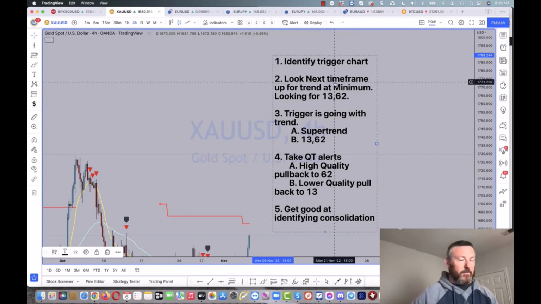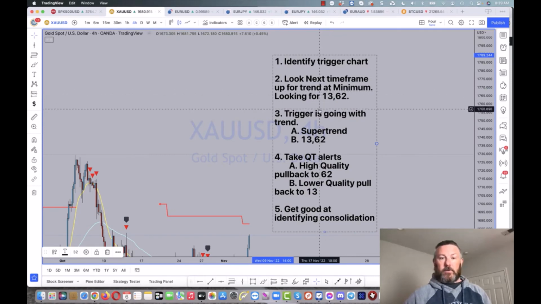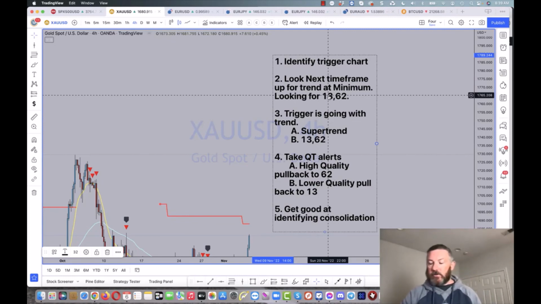If you at the very least take quick turn alerts in the direction of the next time frame up from your trigger chart. Again, let's say the 1 hour. If you're at least looking at the direction of the 4 hour and your trigger chart is the 1 hour, and you just take QTs in the direction of that 4 hour without knowing any of that other stuff, you're still going to have a lot of great trades.